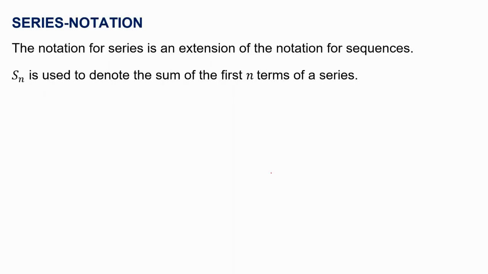Let's look at the notation for series. The notation for series is an extension of the notation of sequences. So we're going to use the same notation, that is a for the first term, d for the common difference, r for the common ratio, Tn, and all those things. Sn, which is a new notation now, is used to denote the sum of the first n terms of a series. Like if I say S1, S1 is basically the first term. That's the first term of the series.